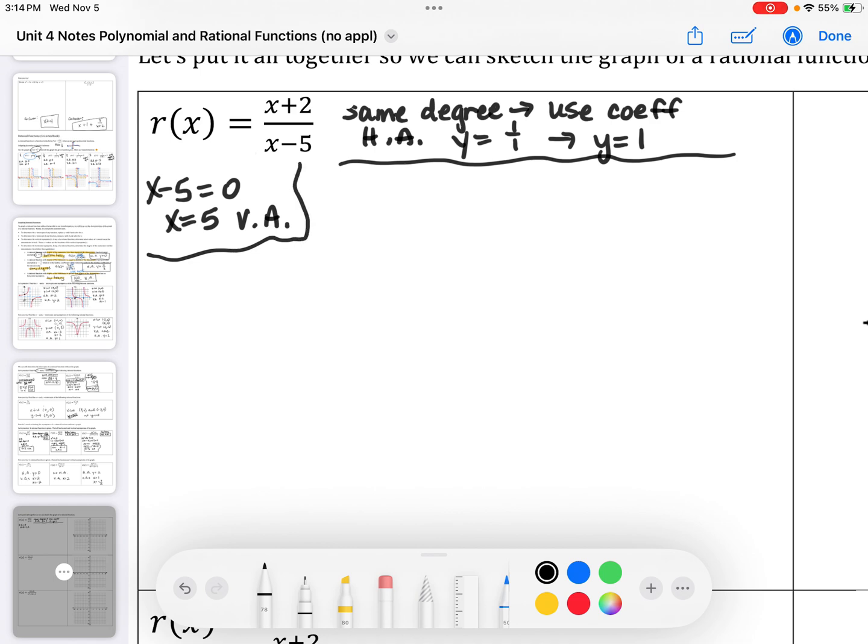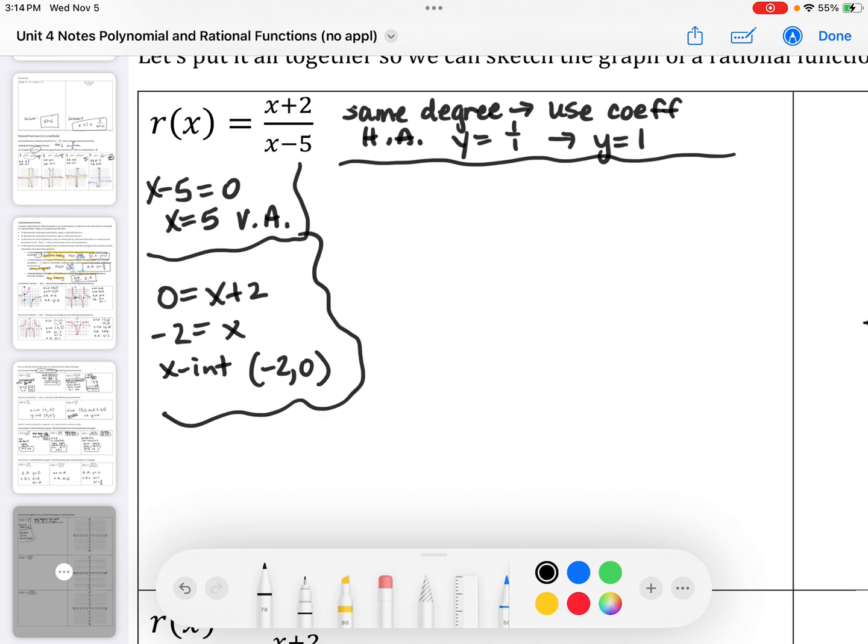Okay, next I'm going to find x-intercepts. X-intercept is when y is 0. Remember, for x-intercepts of rational functions, you just need to set the numerator equal to 0. Subtract 2 from both sides. So we have an x-intercept. We only have one at -2, 0.